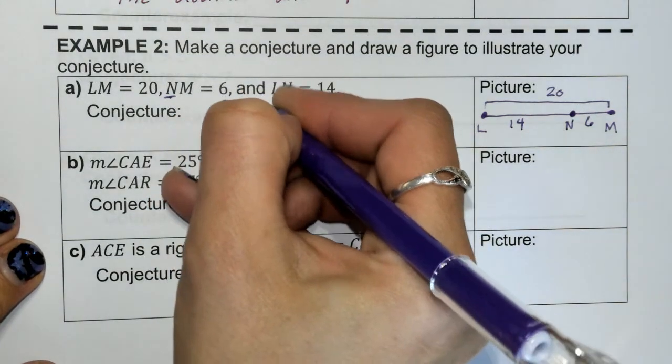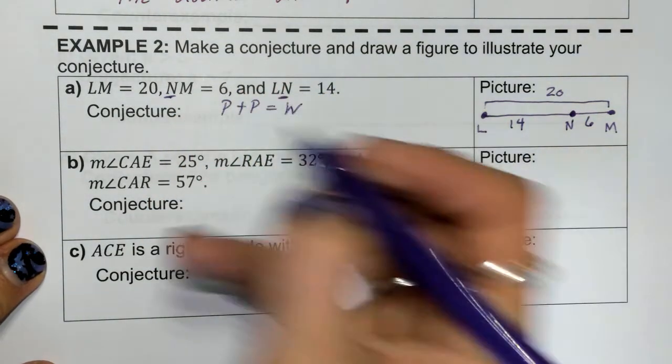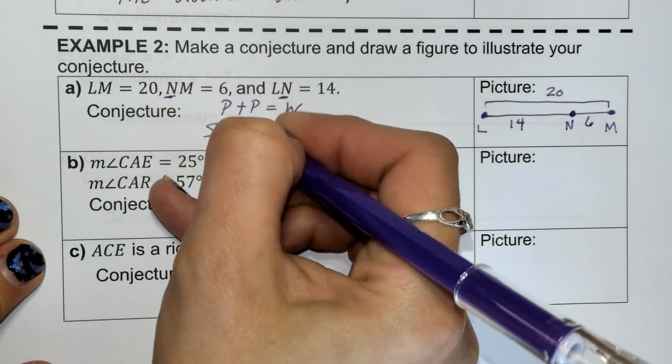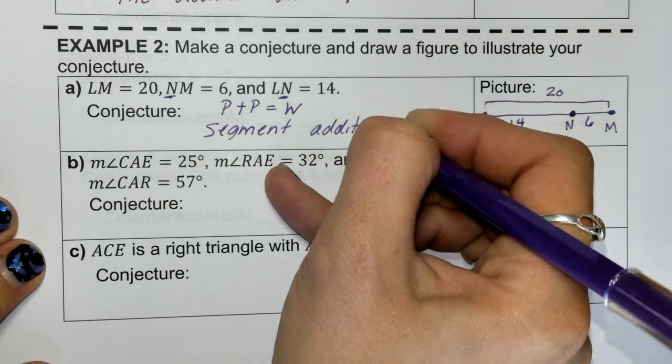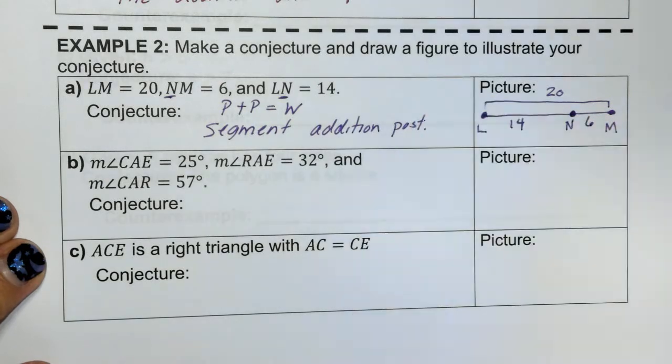So we have part plus part equals whole. And this was our segment addition postulate. I'm just going to put post.